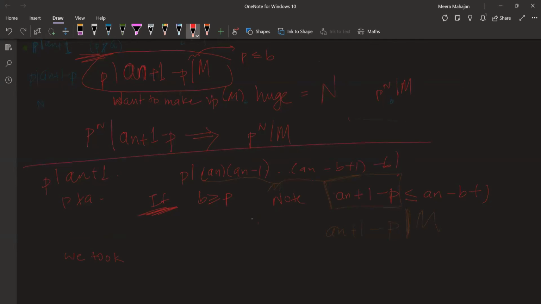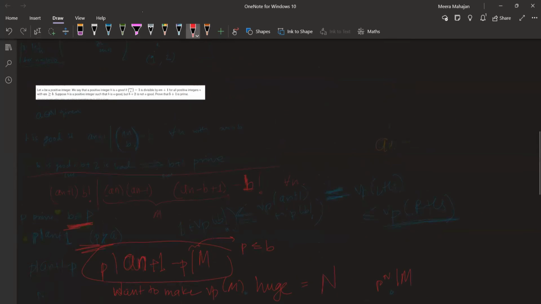We took, this is like our assumption, P to the power N divides, where N is huge. You can just pick any large enough N. P to the power N divides AN plus 1 minus P, which divides M. This is what we took. You can always take this for some N. This would imply P to the power N divides M.